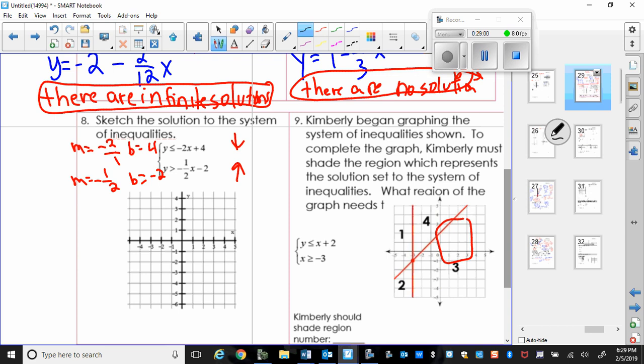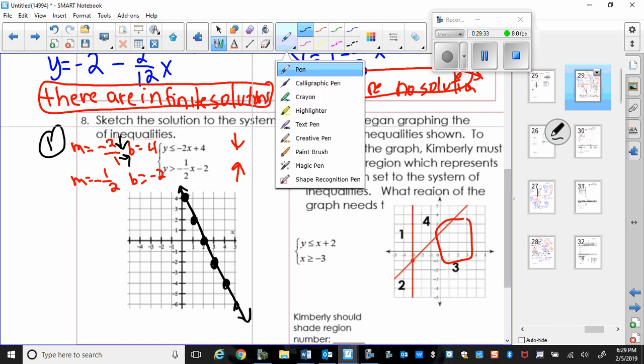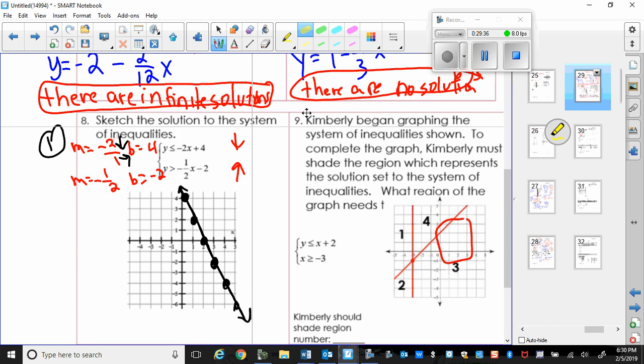Now, let's talk about what we're going to do. So equation number 1, I'm using that y-intercept. It's at 4. And I'm going to go down 1, right 1, down 1, right 1, down 1, right 1, and I keep going. Now, it's solid, right? And I'm shading below this line.